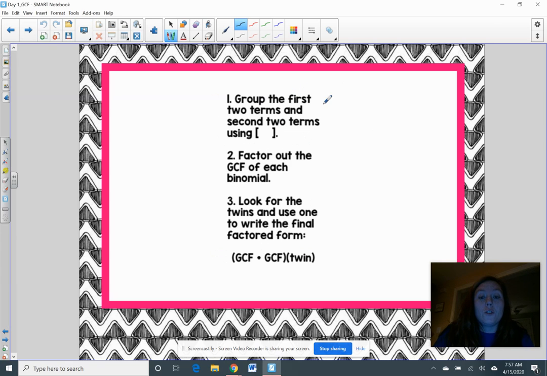We're going to first group the first 2 terms together and then the second 2 terms together. So we're going to basically pretend that it's 2 separate problems. We're going to factor them separately. Now, if you do this correctly, you should have twins, okay? And you'll see. Let me show you.